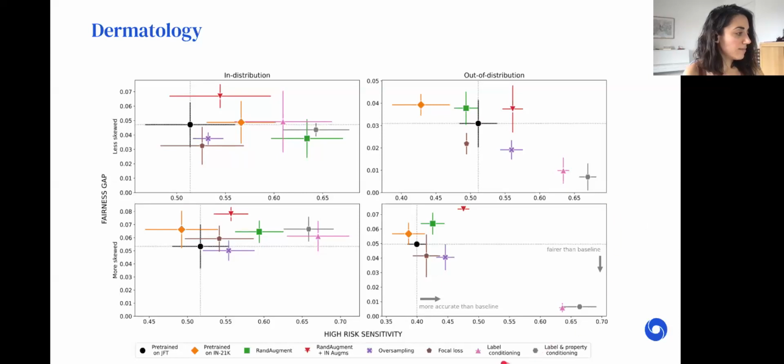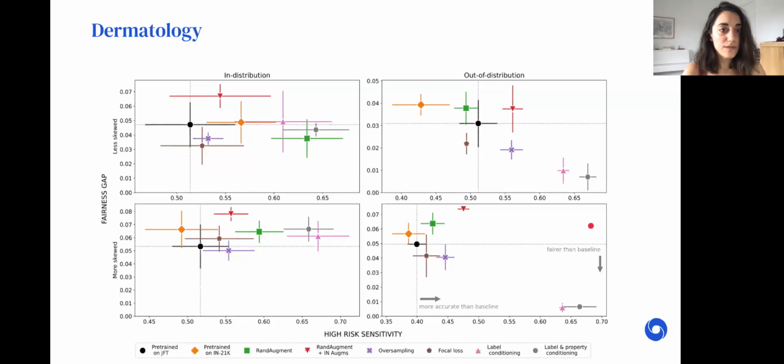So here, label conditioning and label property conditioning, the purple and gray colors, are the ones that correspond to our method. And the other ones are different baselines that we consider, like augmentations or an oversampling baseline to make the data set more balanced. And we consider a model pre-trained on the JFT dataset as our baseline that we compare all these methods against.